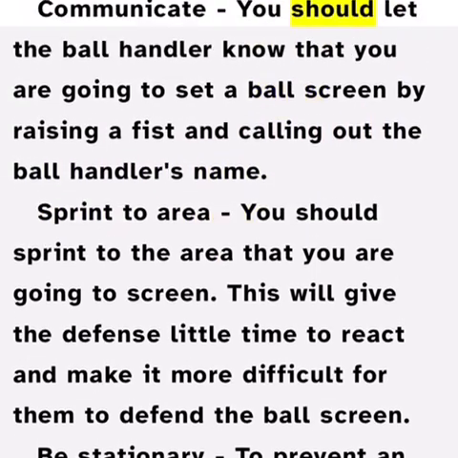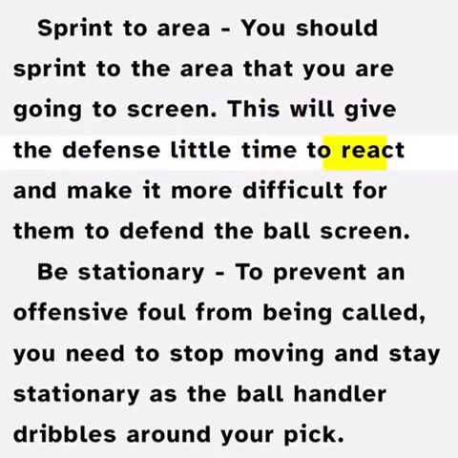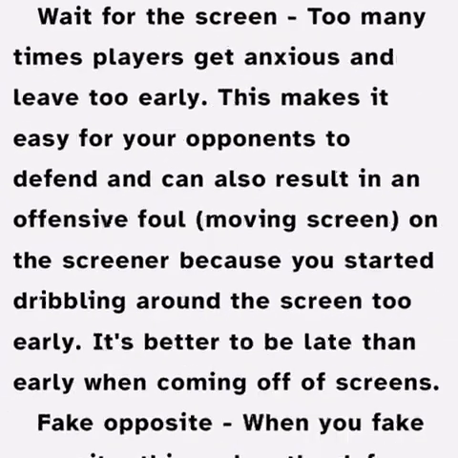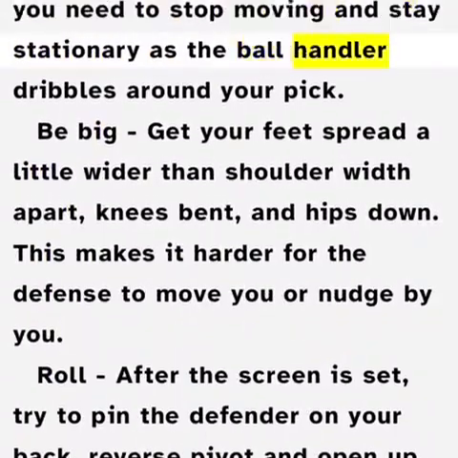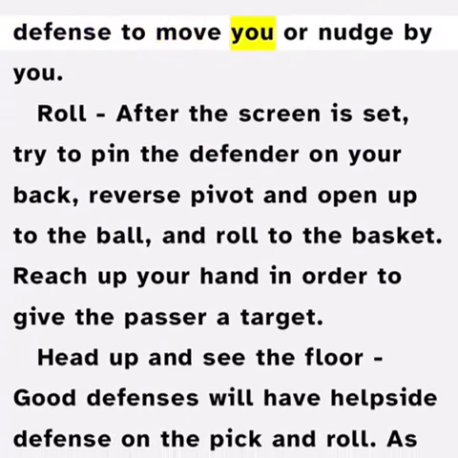Sprint to area. You should sprint to the area that you are going to screen. This will give the defense little time to react and make it more difficult for them to defend the ball screen. Be stationary. To prevent an offensive foul from being called, you need to stop moving and stay stationary as the ball handler dribbles around your pick. Be big. Get your feet spread a little wider than shoulder width apart, knees bent, and hips down. This makes it harder for the defense to move you or nudge by you.